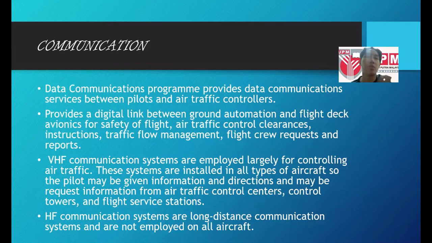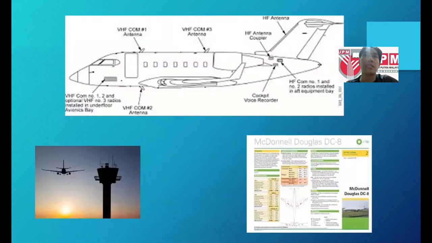Next we have the high frequency communication systems. It's a long distance communication system and is not employed on all aircraft. So that is HF. Every aircraft has an HF antenna, as you can see in the slide here. It puts the antenna here so that it can communicate. It's basic in the communication system: we must have the antenna so that signals can be sent and sent back. And then you have the various antennas over here, and the HF antenna we have here.